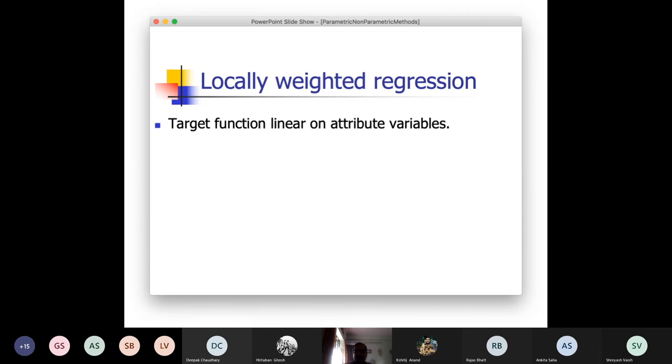Now, there is another technique called locally weighted regression, and there we consider that there is a global function, of course, but its variables are locally fit. So you have the target function, which is linear on attributes, as a global function. Since x is of d dimension, if your target function is linear in the attribute variables, we can represent it in this form.